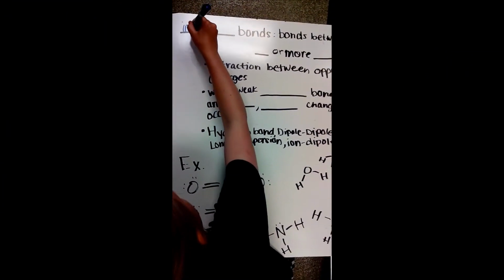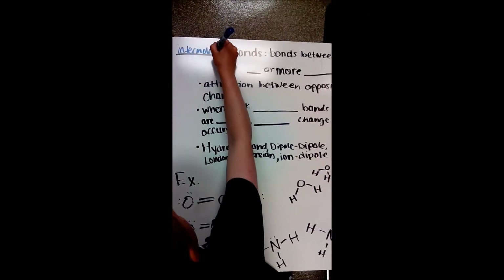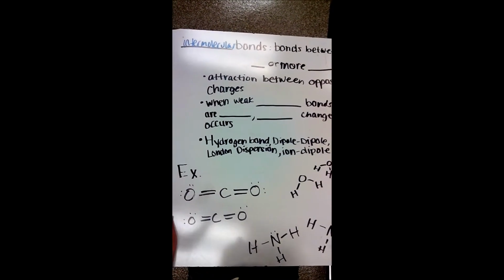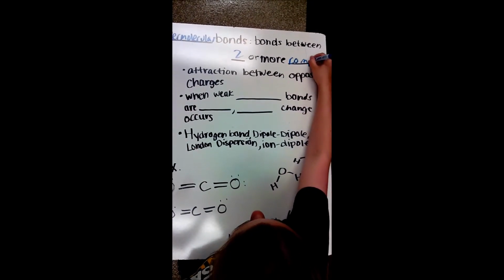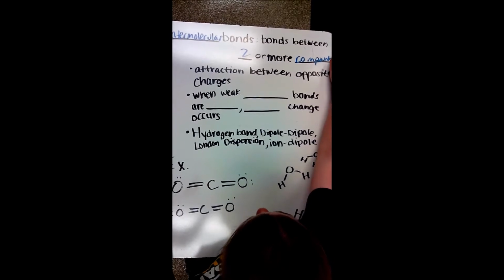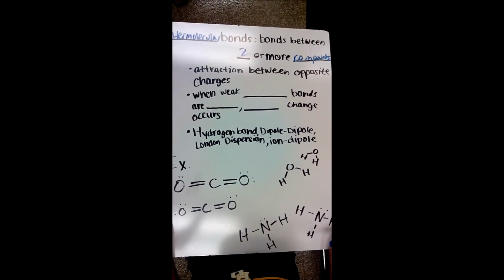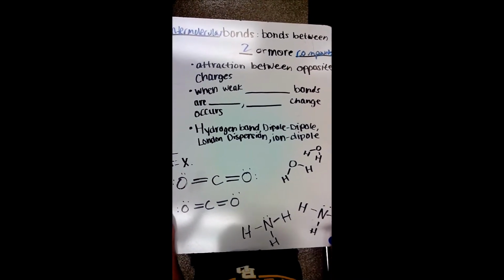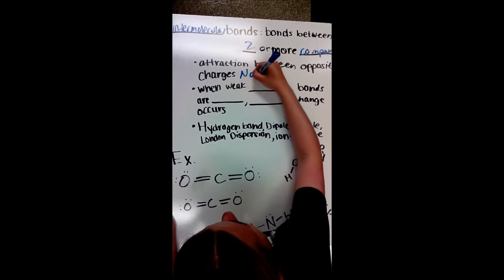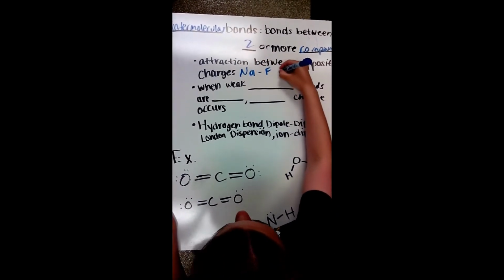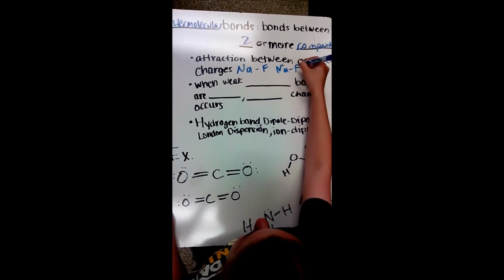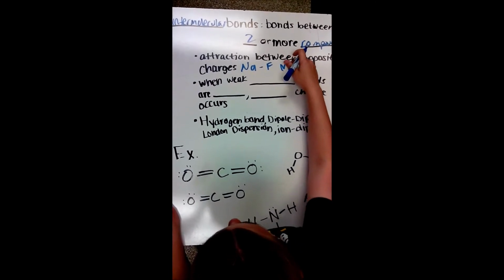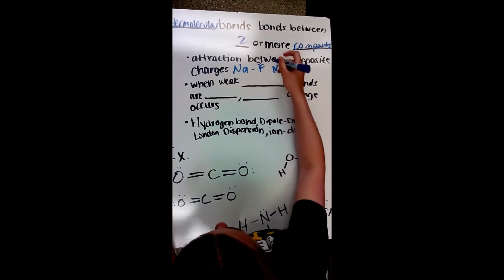Now let's look at intermolecular bonds. Intermolecular bonds are bonds between two or more compounds. And the attraction has to be between opposite charges. So in NaF and NaF, the Na has a positive charge and the F has a negative charge. So this Na is going to attract to this negative F.